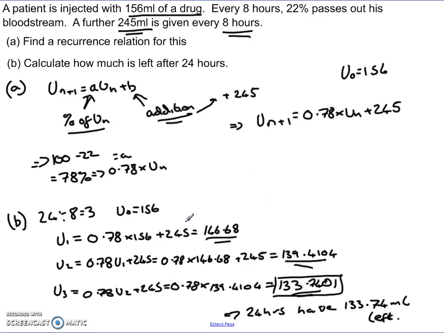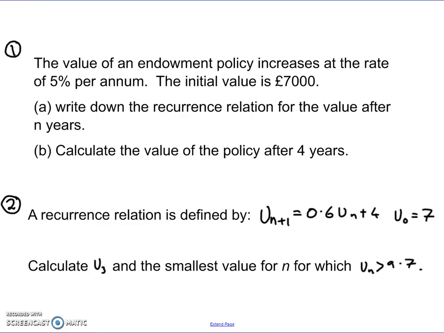Okay. This is the kind of scenario that we're able to do with these. This is the kind of scenario we can work with, that we can calculate, and we can use recurrence relations to answer. So here's a couple for you to have a ping at. So, first question, the value of an endowment policy increased at the rate of 5% per annum. The initial value is £7,000. First, write down the recurrence relation for the value after n years, and then calculate the value of the policy after 4 years, so fairly similar to the previous one.